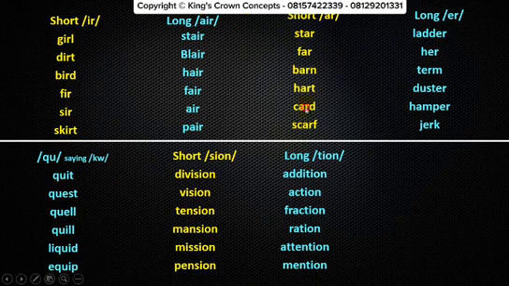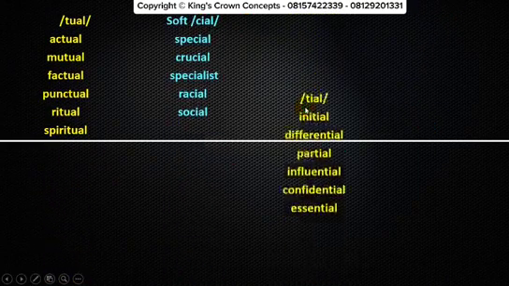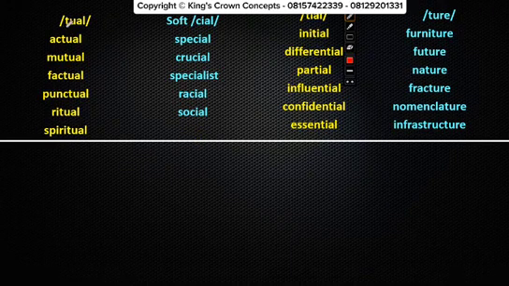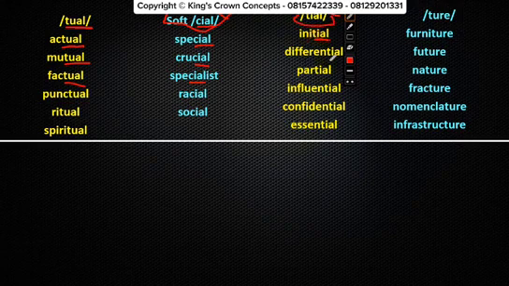The next set that we have under this group is this phonogram chual, as in actual, mutual, factual. We have phonogram shall, as in special, crucial, specialist. We have phonogram shall also. This is soft shall, this is hard shall, as in initial, differential, partial, influential. We have phonogram cho, as in future, nature, fracture.